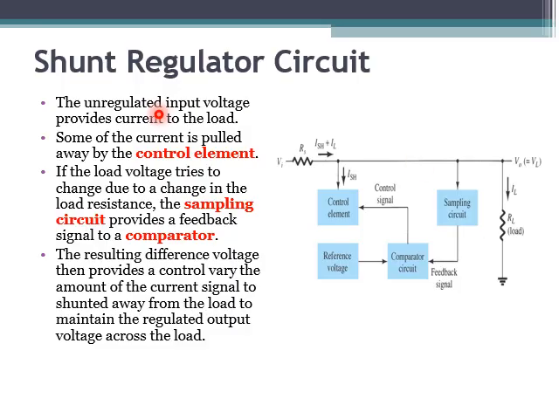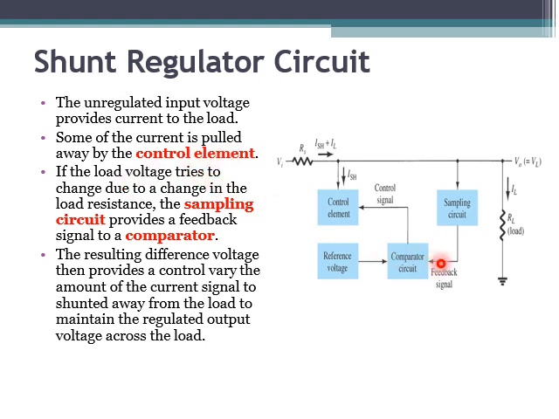Next, we'll go to the shunt regulator. Now for the shunt regulator also, I have taken this simple block diagram, right? See, the control element, my load and my sample circuit are all connected in shunt. The unregulated input voltage provides current to the load. Okay, it provides current to the load. Some of the current is pulled away by the control element.